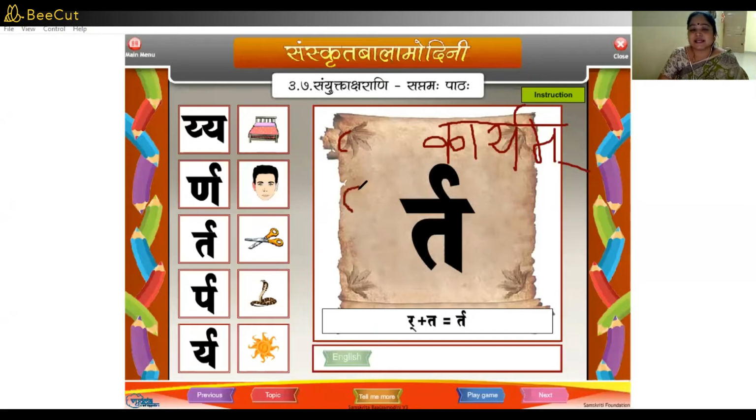So this is ir. Writing like this on top of any letter gives the pronunciation ir. Only you are not able to hear. Ir.